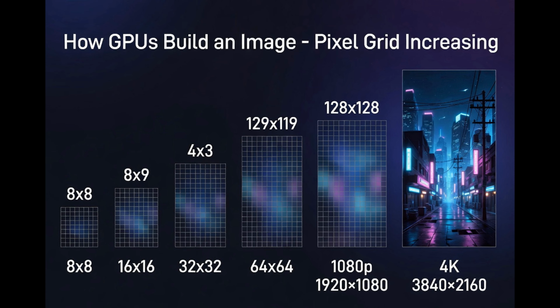Now combine that with FPS. 60 FPS at 1080p gives approximately 120 million pixels per second. 60 FPS at 4K gives approximately 480 million pixels per second. That's why higher resolution demands much more GPU power.